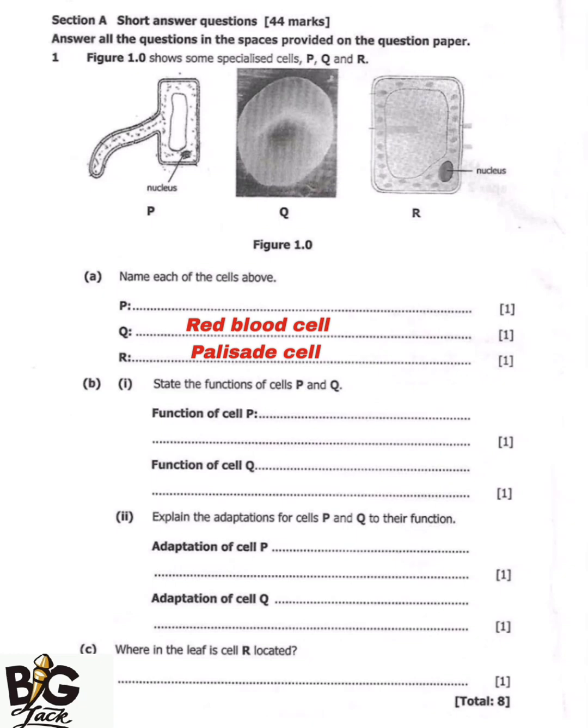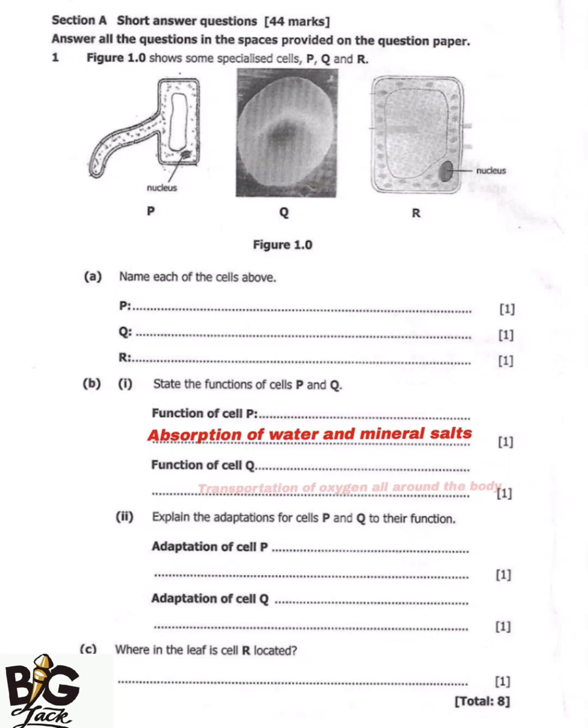Then as for question B, Roman numeral 1, state the functions of cells P and Q. So the function of the root hair cell, which is cell P, is the absorption of water and mineral salts from the ground. Then as for Q, which is the red blood cell, the function is to transport oxygen around the body. So I'm going to say transportation of oxygen all around the body.